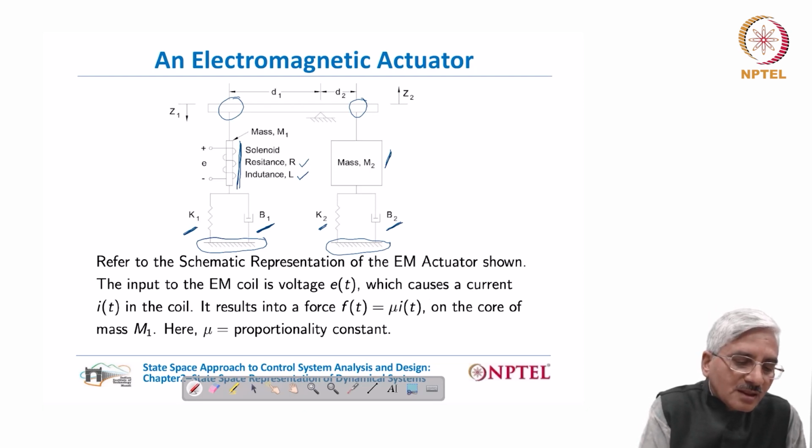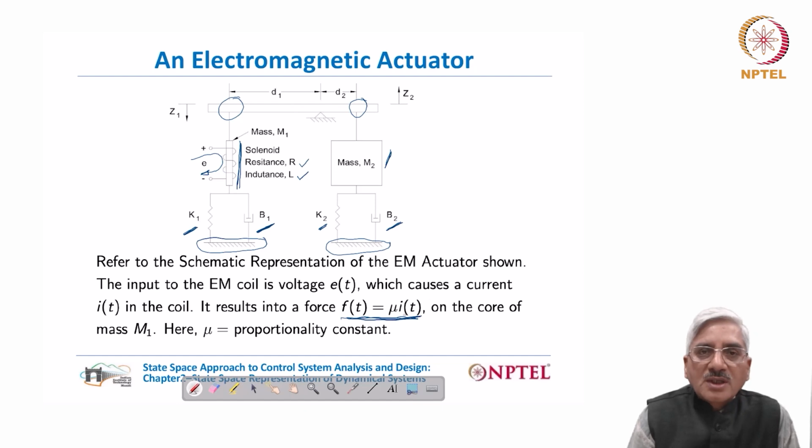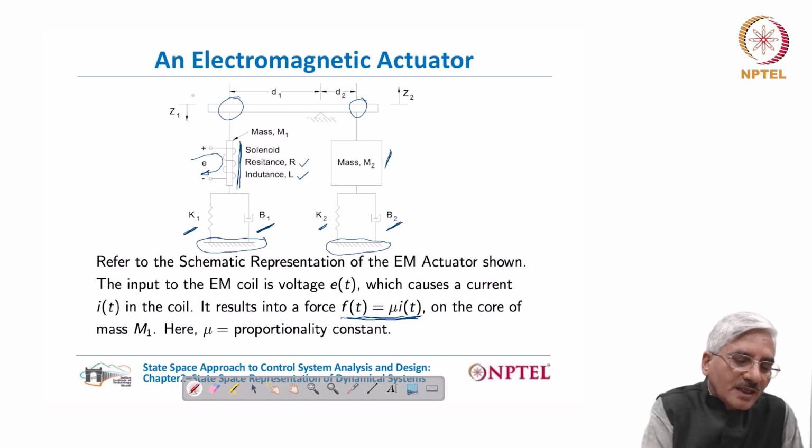Of course, the electric current which flows in this solenoid is assumed to produce a force Ft on the mass M1, which is proportional to the electric current. Ft is mu times It. And the direction Z1, which is shown here, down, is assumed as the positive direction.